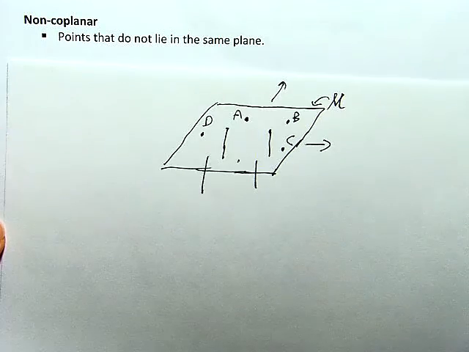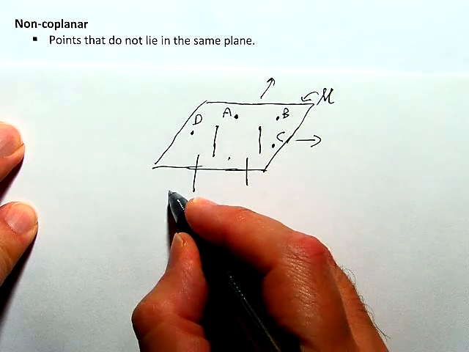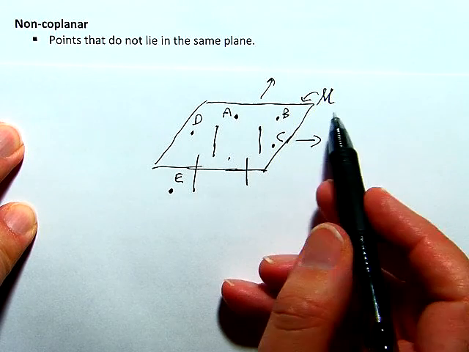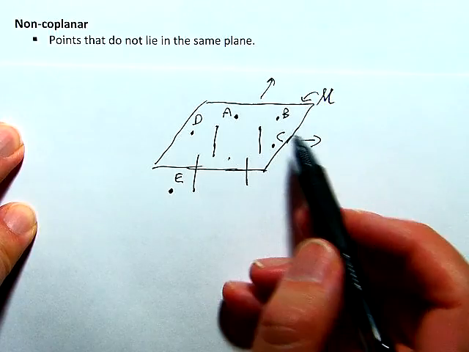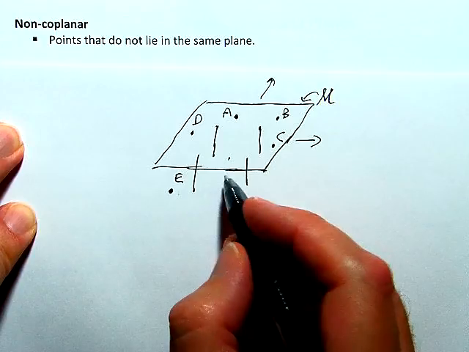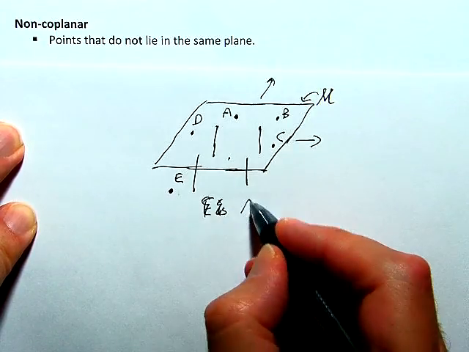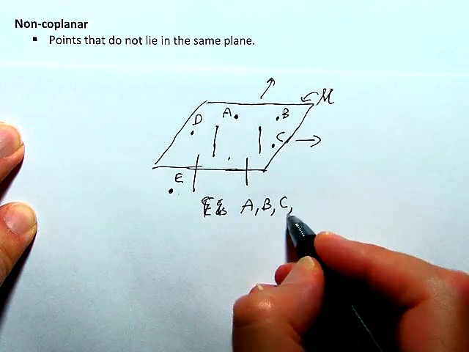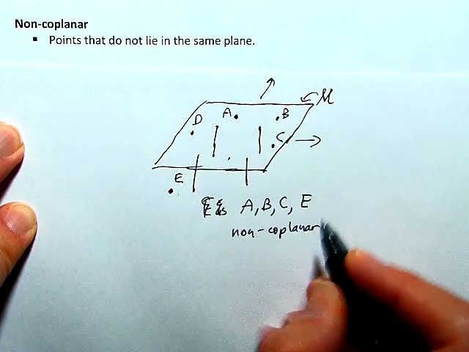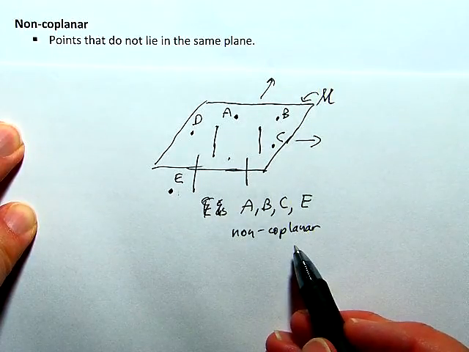So let's go back to our drawing of a table. And let's say that on the floor, somewhere beneath the table here, we have point E. And of course, this is the tabletop. It's going out forever in both length and width directions. But it never includes point E because point E is below it. It's on the floor. So we would say that points A, B, C, and E are non-coplanar. Okay, because there is no one plane that contains all 4 of these points.